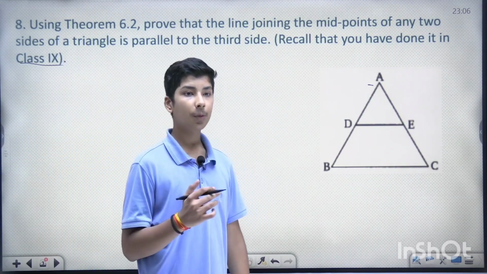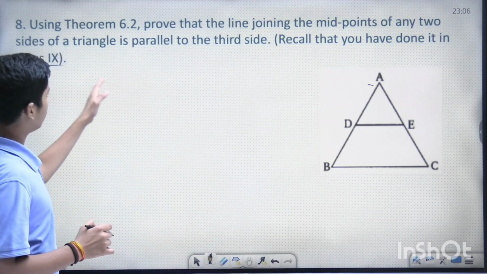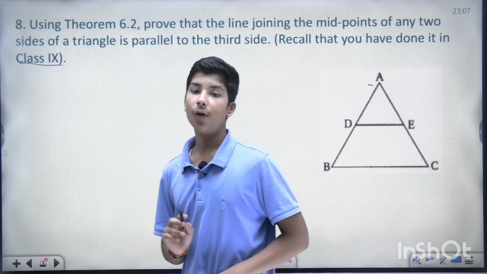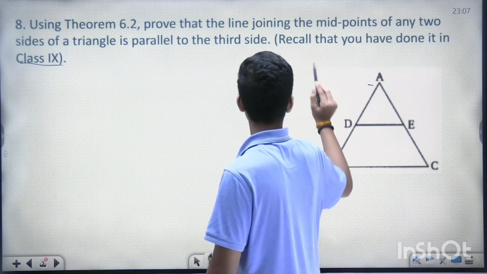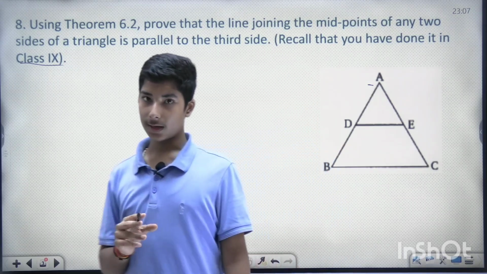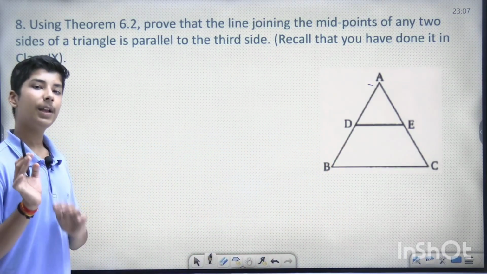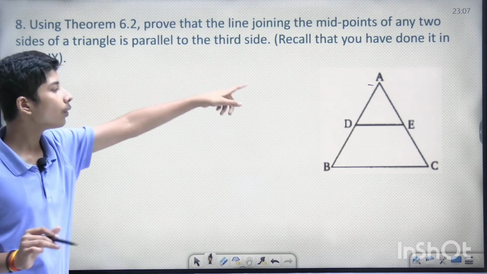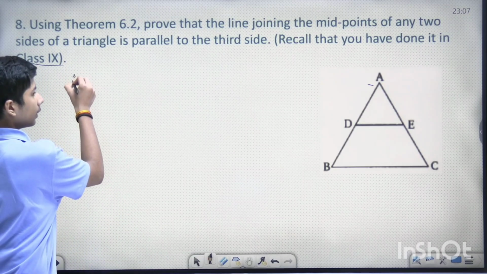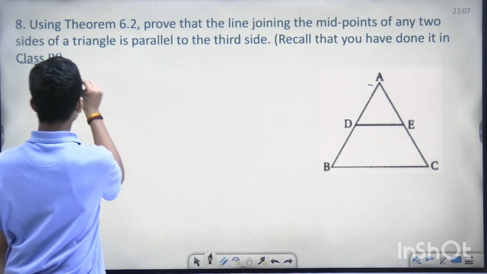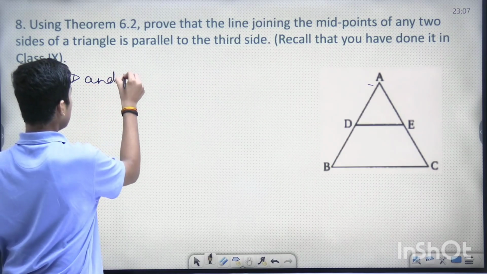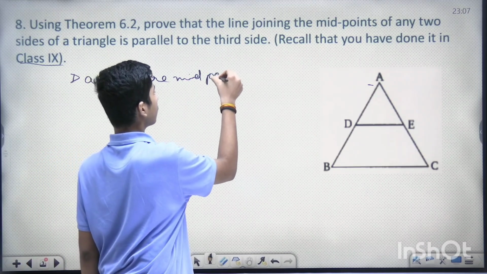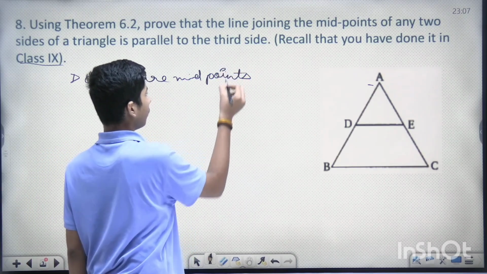So here in this question, we have to prove the midpoint theorem using theorem 6.2, meaning using the converse of BPT. The line joining the midpoints of any two sides of a triangle is parallel to the third side and half of it, but half of it is not mentioned. So the line joining the midpoints of any two sides of a triangle. It tells that D and E are midpoints.